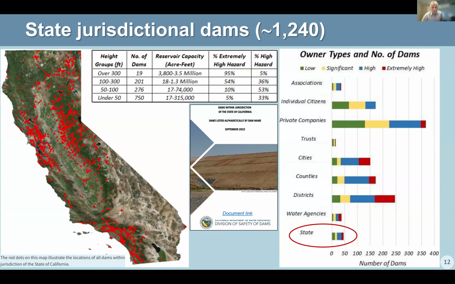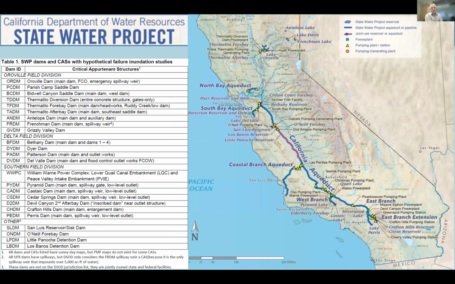So I'm talking about State Water Project facilities, but there's a lot of other facilities, a lot of other owners of dams in California. And so this is showing you that there's almost 1,300 of these facilities, and there's a lot of different entities that actually own and operate these facilities. And so these are the ones that we develop maps for. And there's 20 of them. See the Oroville Field Division, Delta, Southern Field Division.